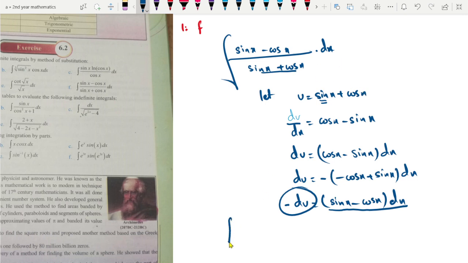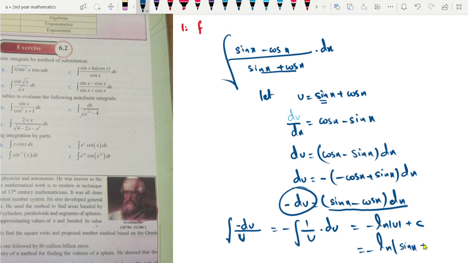So this becomes minus du divided by u, which is equal to minus 1/u du. So this is equal to minus natural log of u plus c. The value of u is sin x plus cos x. So this becomes minus natural log of (sin x plus cos x) plus c. So this is our final answer. Now we will discuss question number 2.